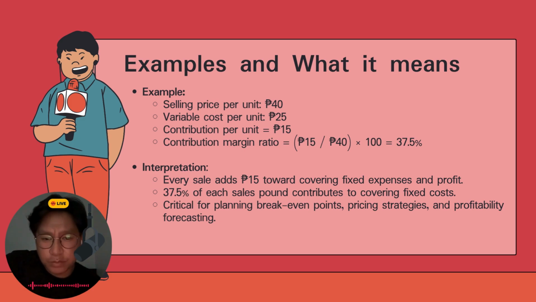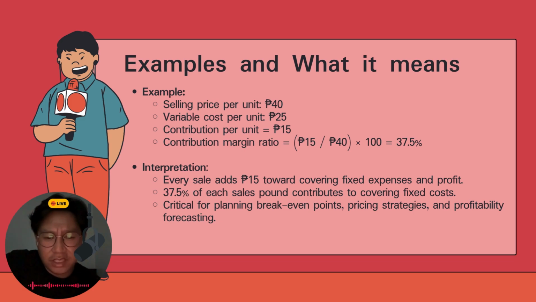Let's walk through an example to make this concrete. Imagine we sell a product for 40 pesos, but making it costs 25 pesos in variable expenses. That leaves a contribution of 15 pesos per unit. Another way to look at it is in percentage terms. 15 pesos is 37.5% of 40 pesos. What does this tell us?